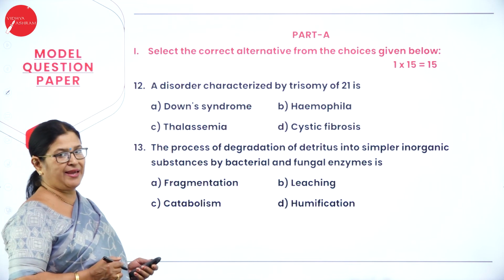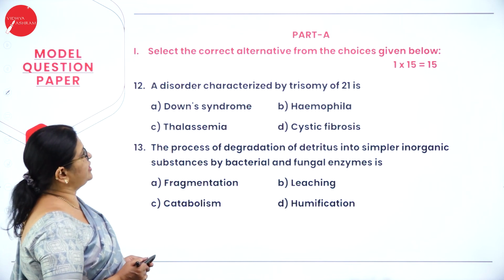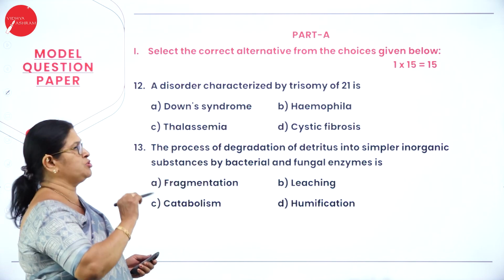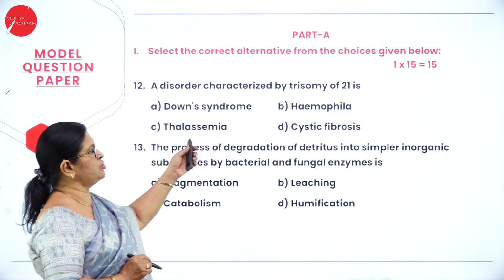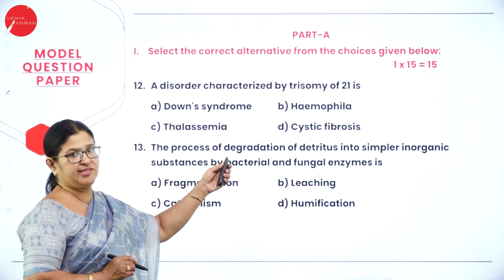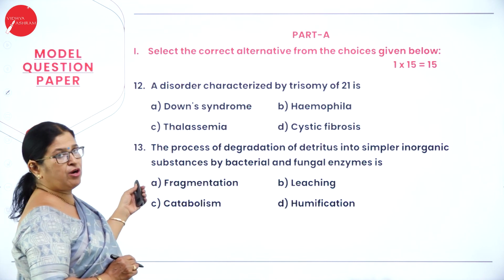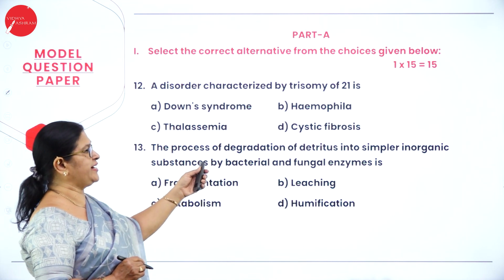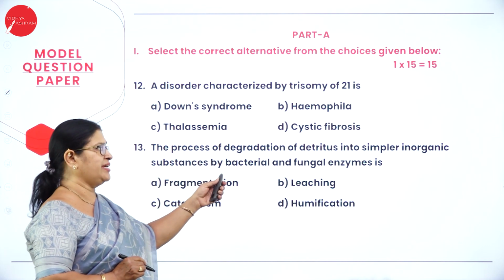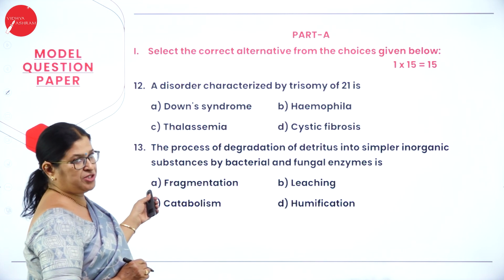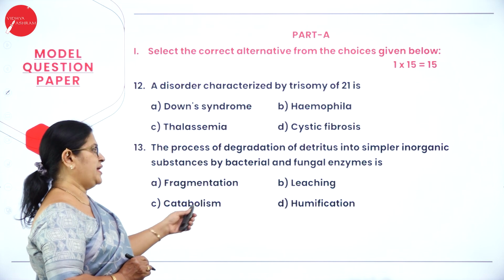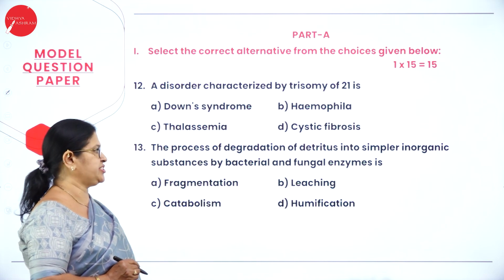Moving on to the 12th MCQ question. A disorder characterized by trisomy of the 21st chromosome is option A, Down syndrome, option B, hemophilia, option C, thalassemia, option D, cystic fibrosis. Then moving on to the 13th question, the process of degradation of detritus into simple inorganic substances by bacterial and fungal enzyme is option A, fragmentation, option B, leaching, option C, catabolism, and option D, humidification.